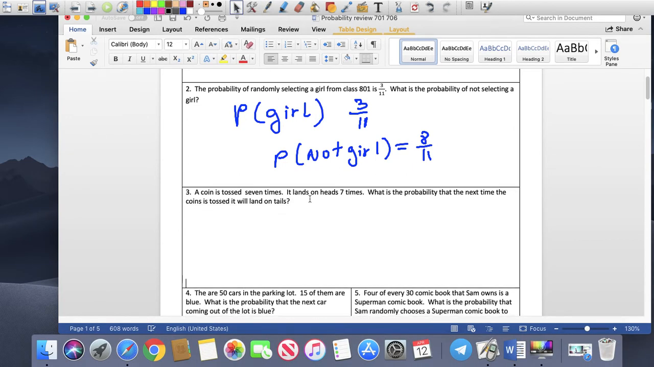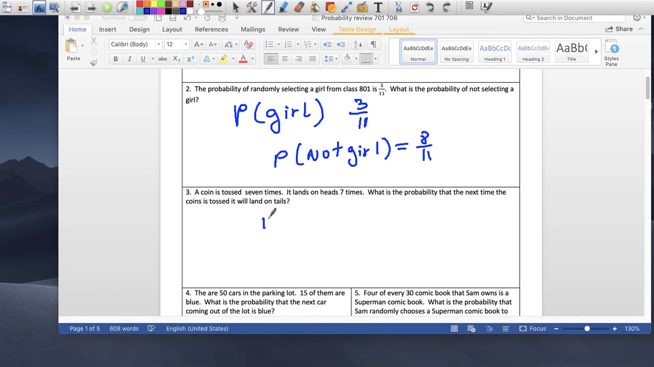A coin is tossed 7 times. It lands on heads, and then you throw it again. Heads, heads, heads, 4, 5, 6, 7, right? And then you're going to toss it one more time. What will be the probability that the next coin will land on tails? So what's the probability of this coin on the 8th time landing on tails? Well, it's 1 out of 2, right? Because the results of the previous 7 times that you threw the coin are not going to affect this one. So on the 8th time you throw the coin in the air, the probability of tails is still going to be a half. It's not going to change.